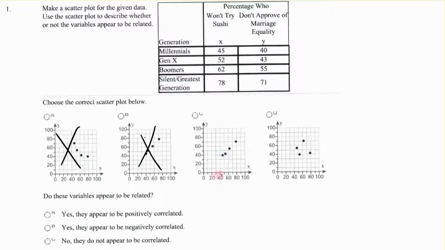52, 43. That's 50 a little bit to the right. 43, that's the second point. 62 would be about there, up to 55, yes. And 78 will be just a little to the left of 80, and up to 71, yes. I believe C is it. We could check this one. 45, 40, the first point isn't even there. So this is my scatter plot.